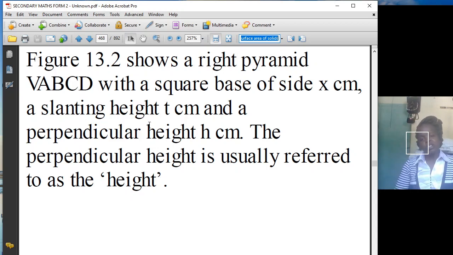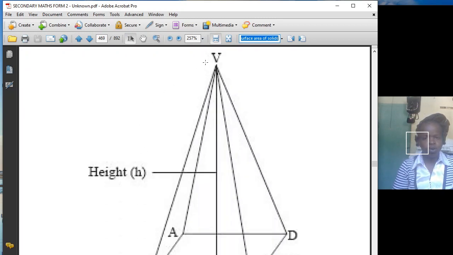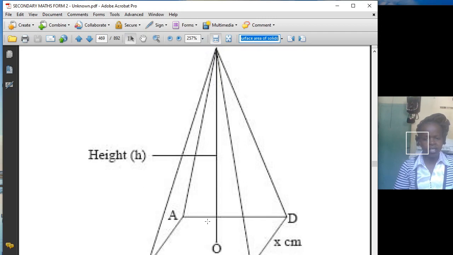There is that height of the triangle, which is down there. So for the perpendicular height, it's from the apex to the bottom of that pyramid. I can illustrate here. So this one here, VO is the perpendicular height. But if I draw from V to this point here, it will give us the slant height for that triangle.